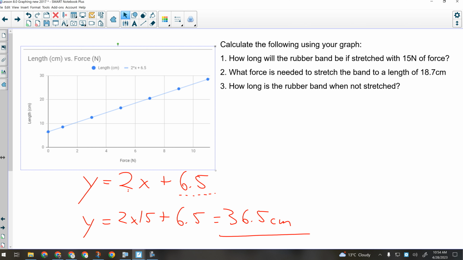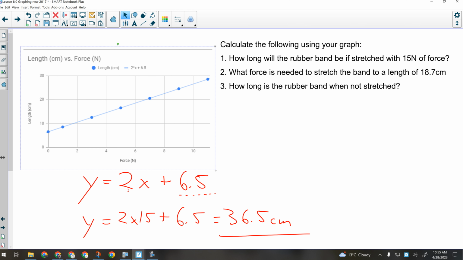That's an important thing that we have to be able to do. When we look at a graph and we have the equation, we have to understand what the slope represents and what the y-intercept represents on a graph. The slope always represents the change in y as a function of x. 2 centimeters per newton. That tells me 2 centimeters longer for every extra newton of force I put in.